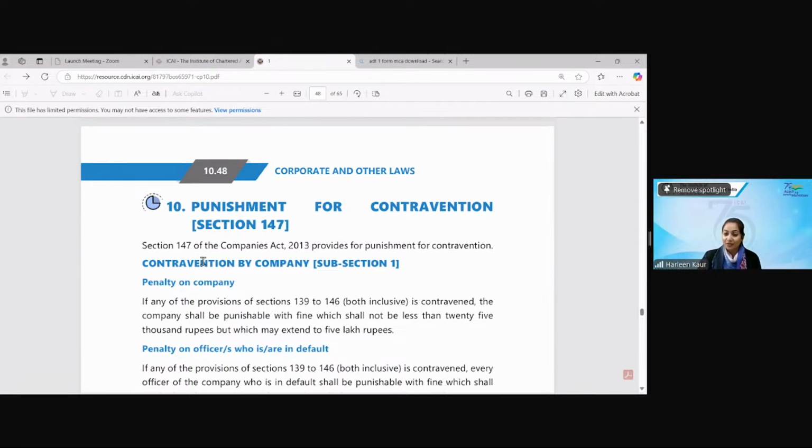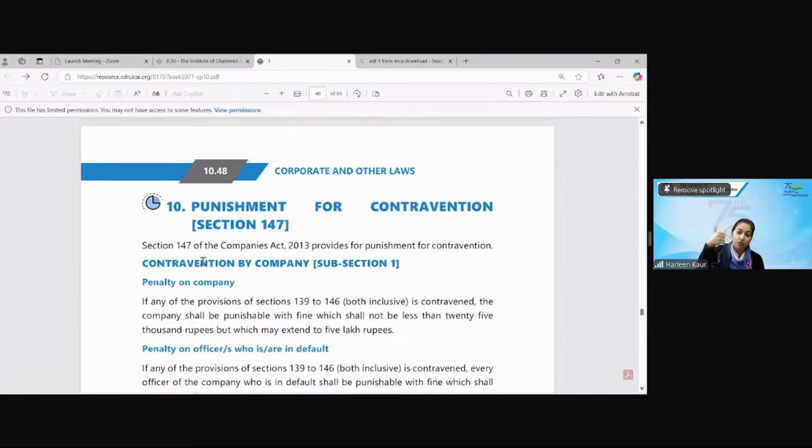Now, punishment for contravention. If any contravention has been done from section 143 to 146, or section 139, the auditor has not been appointed properly, or removal did not happen properly, he resigned but his resignation papers were not put across properly, or notice has not been sent, section 143 is not being followed properly, 144 services you are providing, any contravention from 139 to 146, you get attracted by the penalty of section 147.